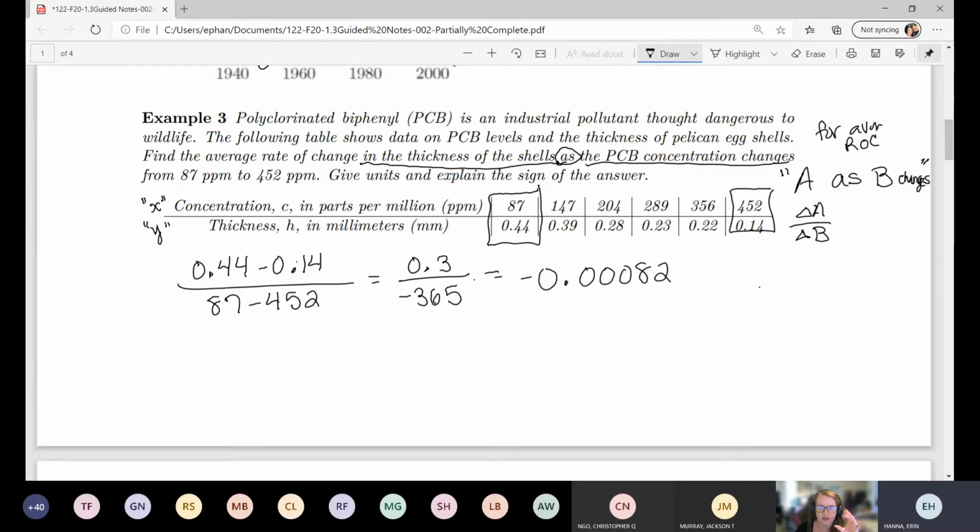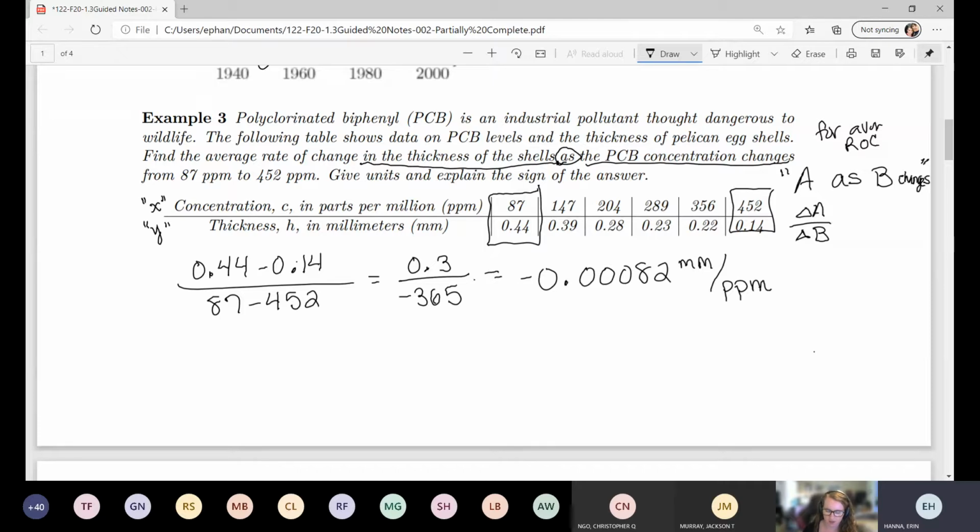Now let me focus again on the units. The units of my numerator were the thickness in millimeters, so it's going to be millimeters per, and the denominator was the concentration in parts per million. So technically you can write it out in words, millimeters per part per million, but that's a lot of phrasing, so you can always just use the abbreviations as well. So those are our units, but then it also asks us to explain the sign of the answer.